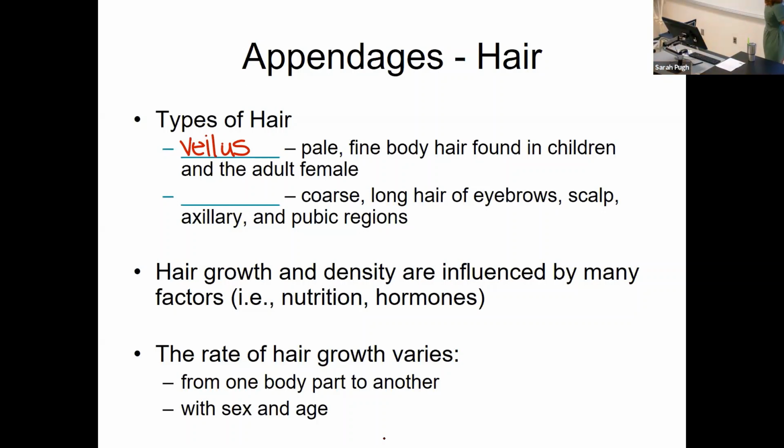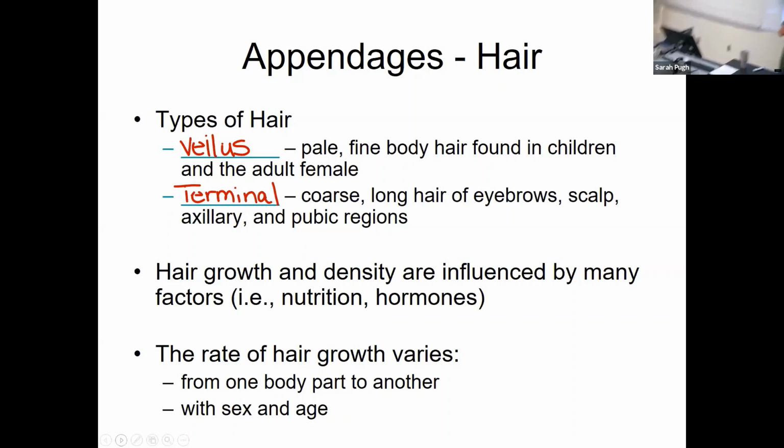The more coarse hair, like the hair on your head, the hair of your eyebrows, that's called terminal hair. So this is that more coarse hair that you would find in your eyebrows, your pubic regions, your scalp.